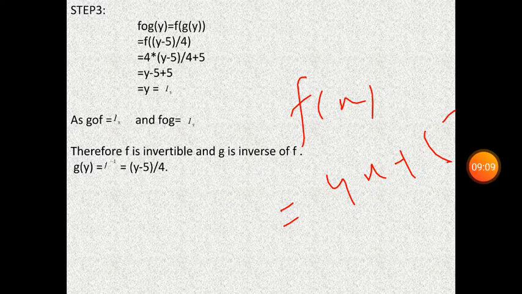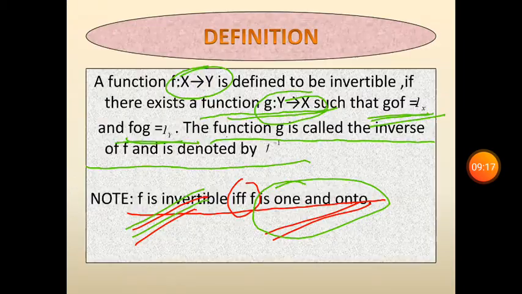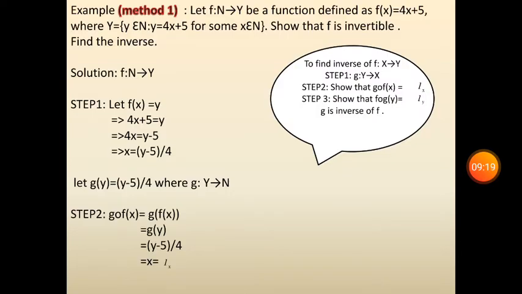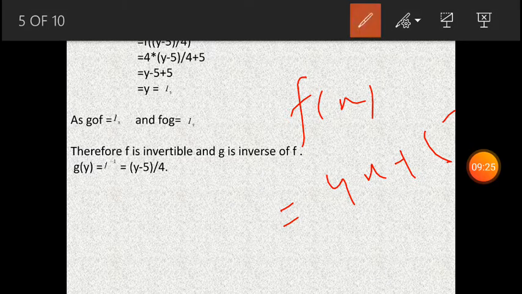As both are identity functions, then we can say that our g is the inverse of f. g is the inverse of f. So what is our g? (y minus 5) upon 4. So that is nothing but the inverse of f. So (y minus 5) upon 4 is nothing but f inverse.